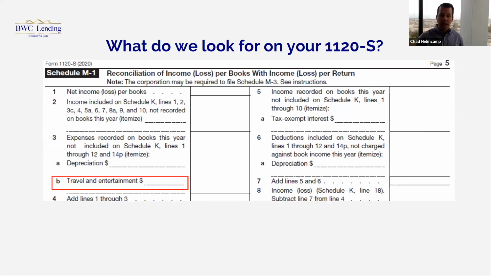All right, travel and entertainment. So we look at this page to see if there's any additional expenses we have to account for on the calculation.